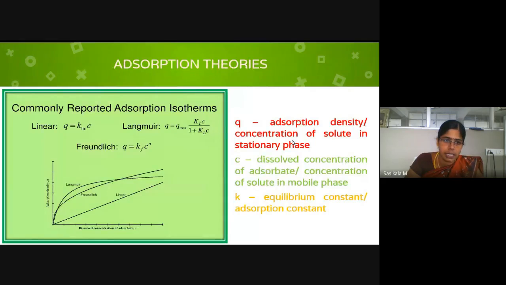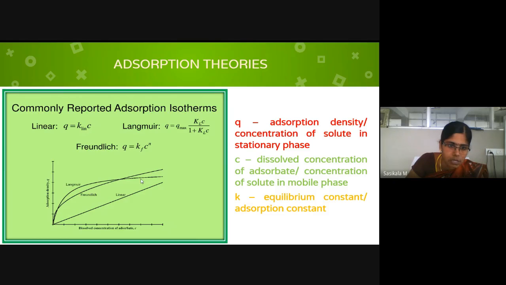Now we'll see the first three theories: linear or Henry's theory, Langmuir theory, and Freundlich theory. Observe the linear theory. It is directly proportional to the dissolved concentration of adsorbate, that is C. Here C represents the dissolved concentration of adsorbate, or concentration of solute in the mobile phase. We have two phases in column chromatography, stationary and mobile phase. Concentration of solute in the mobile phase is denoted by C, and concentration of solute in the stationary phase is denoted by Q, and K is the equilibrium constant in these equations. Taking adsorption density Q on the y-axis and dissolved concentration of adsorbate C on the x-axis, the graph is drawn. It is linear, that is Henry's adsorption isotherm.